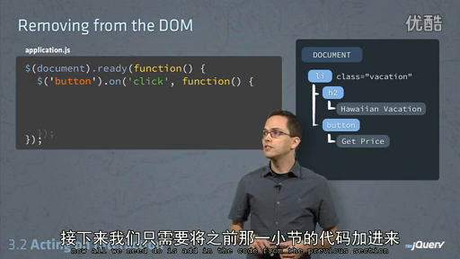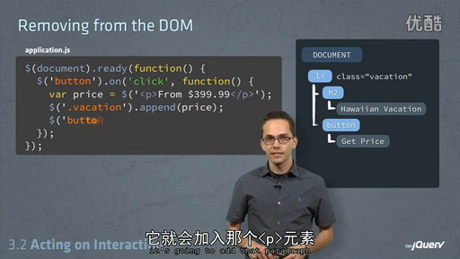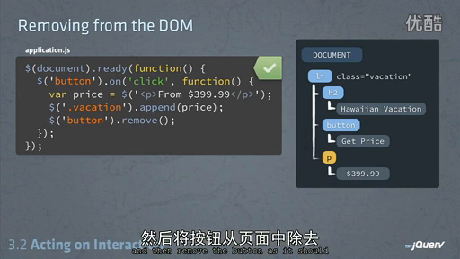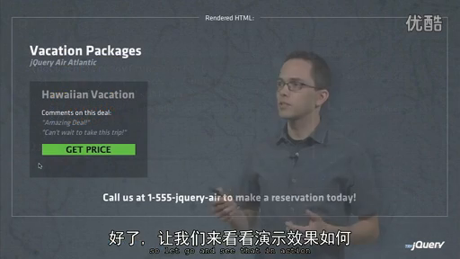Now all we need to do is add in the code from our previous section, and now every time the button is clicked, it's going to add the paragraph and then remove the button as it should. So let's go ahead and see that in action.